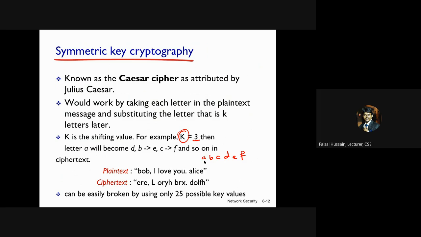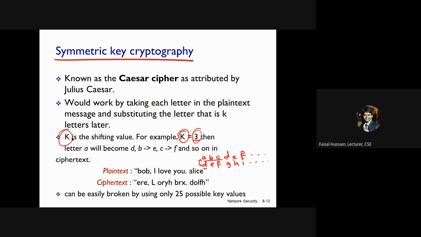So what do I mean by shifted by 3? The letters will be written like this: d e f g h i and so on. That means it is shifted. A will be replaced by d, b will be replaced by e, c will be replaced by f. So you can see there is a shift of the value 3, and the k is called the shifting value.